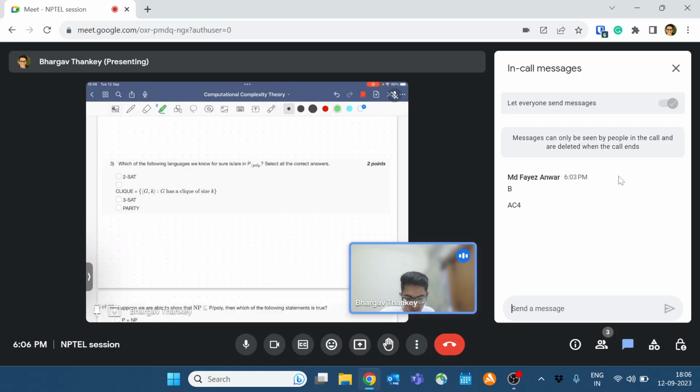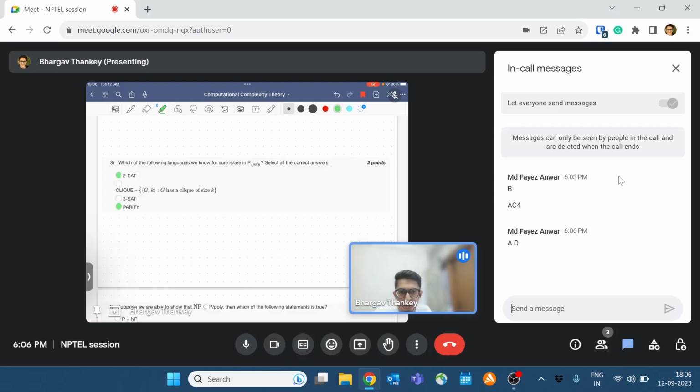The next problem is: which of the following languages do we know for sure is or are in P slash poly? Select all the correct answers. The options are 2SAT, clique, which is defined as tuples of the form G, comma K, where G is a graph and has a clique of size K, 3SAT, and parity. So which of these are for sure in P slash poly? Yeah, A and D are here.